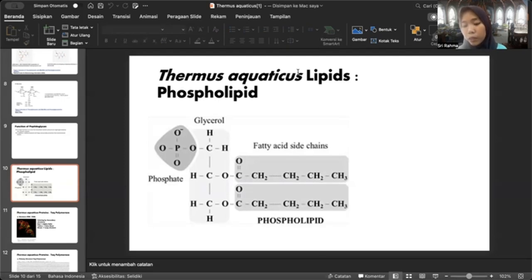And number four, biosynthetic functions. Lipids also play a role in the biosynthesis of other molecules required by the cell, including phospholipids that form the cell membrane and lipopolysaccharides that serve as structural and protective components.